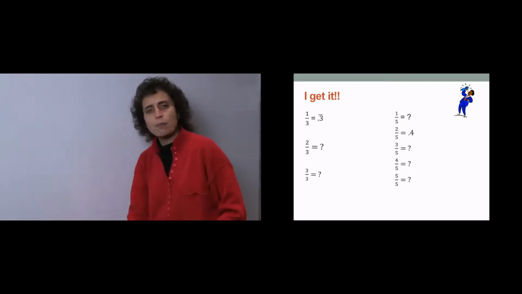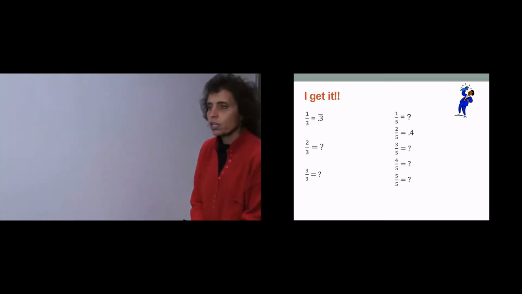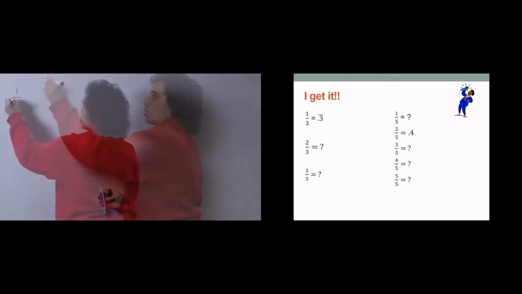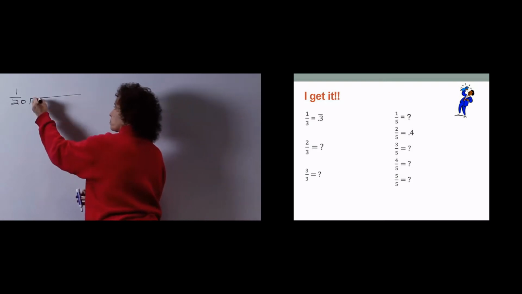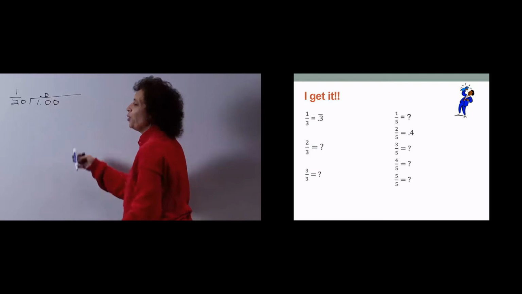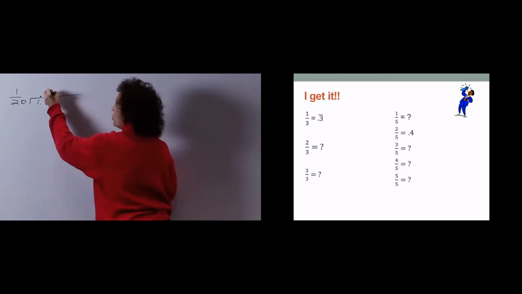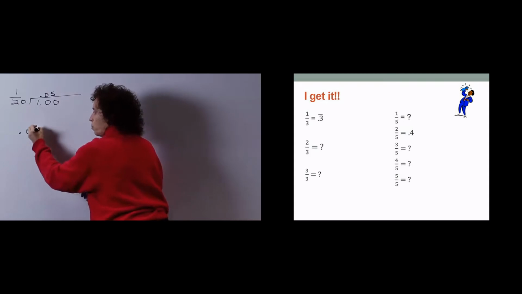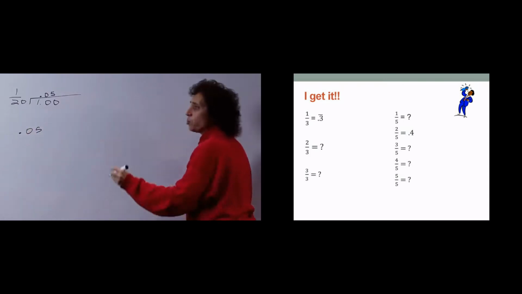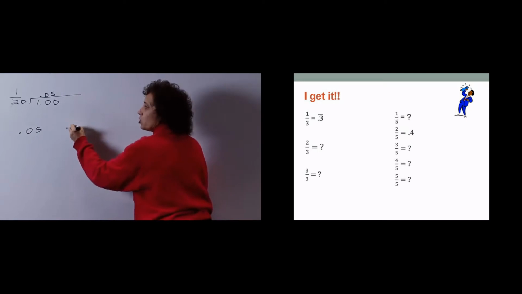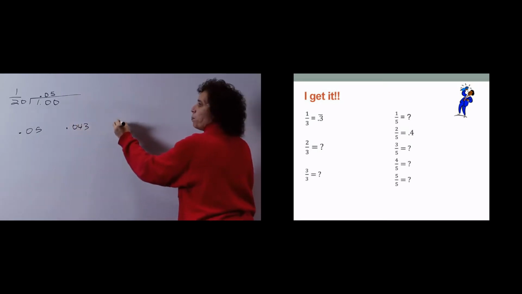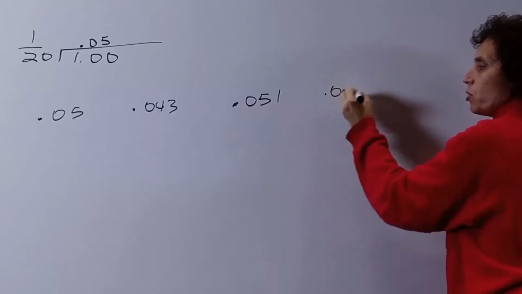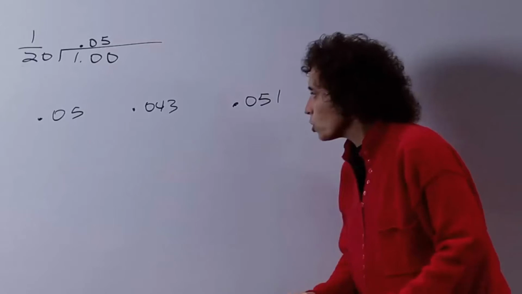Before we do that, I'm going to change 1/20th to a decimal. So let's take 1/20th. 20 does not go into 10, but oh, beautiful! It does go into 100 5 exact times. So 1/20th is the decimal 0.05. The other decimals you have there are 0.043, 0.051, 0.006. Okay, so let's compare these.